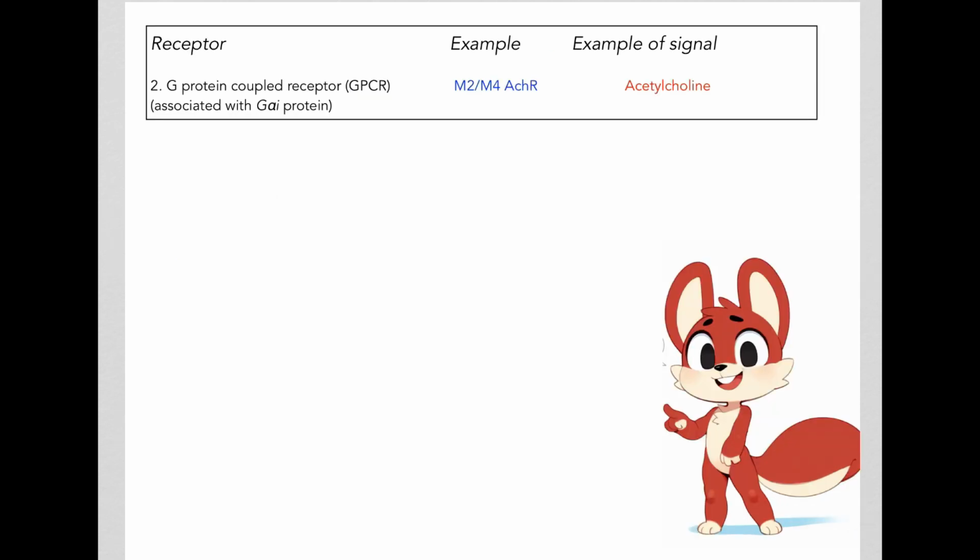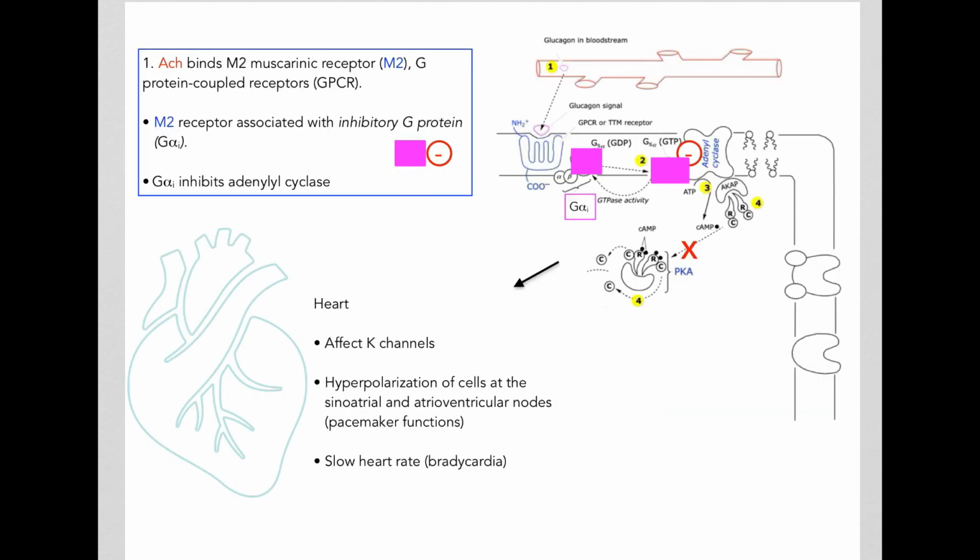Now let's look at an example of a GPCR that is not associated with G-alpha-S, but with the G-alpha-I protein. Examples of these receptors would be the acetylcholine receptor, which is of type M2 or M4, where the signal is acetylcholine. So let's look at an example of this.